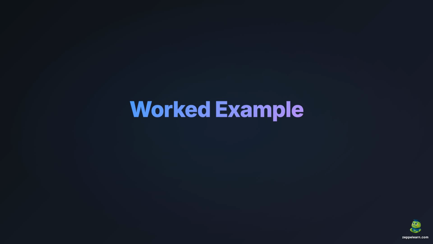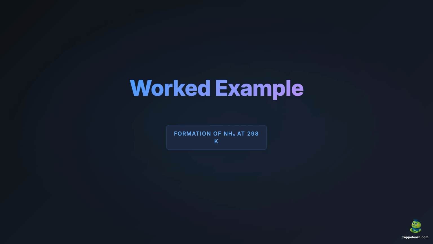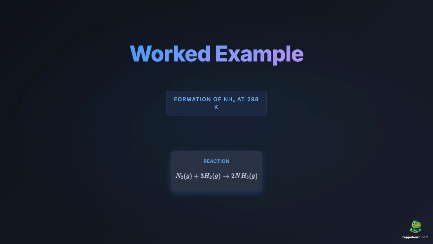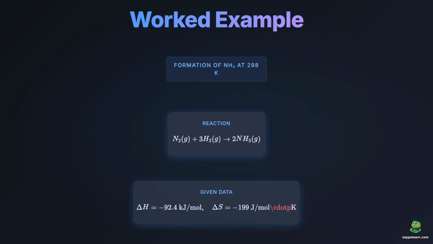Let's solve a numerical problem to see how these concepts work together in practice. Calculate delta G for the formation of ammonia at 298 Kelvin, given the enthalpy and entropy values. The balanced equation shows nitrogen plus 3 hydrogens forming 2 ammonia molecules. Given, delta H equals negative 92.4 kilojoules per mole, and delta S equals negative 199 joules per mole Kelvin.